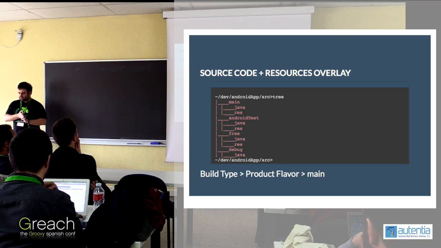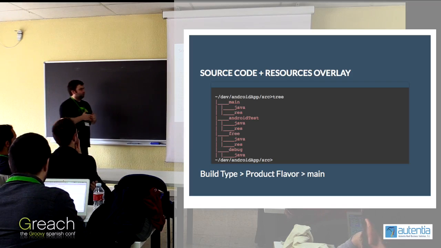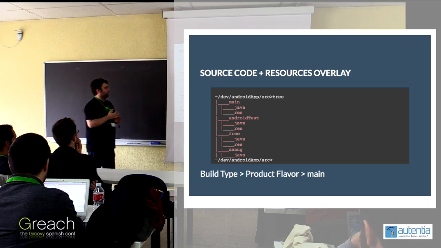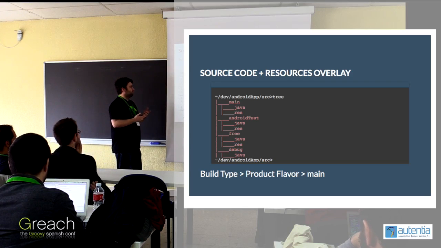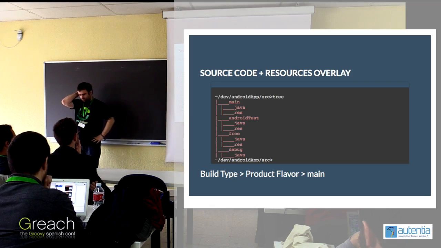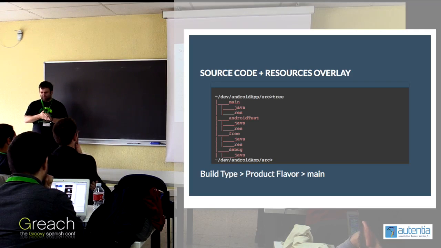One more slide about source code and resources overlay. That's the default structure for an Android app. Most of your production code goes into main Java, which is quite common. Most of your test code goes into Android test. There's an addition to that: in the latest 1.1 release of the Android build tools, they added support for unit testing, but it's completely experimental.